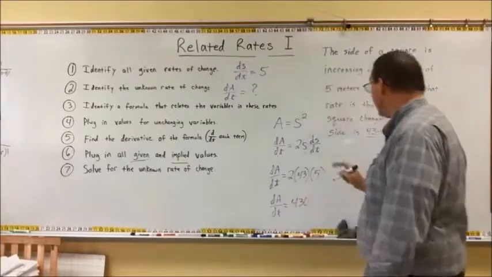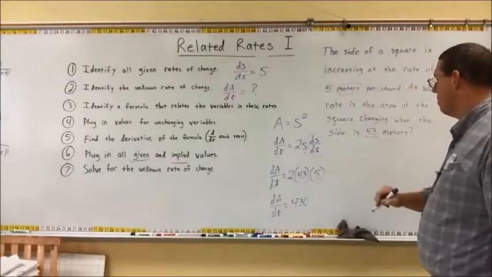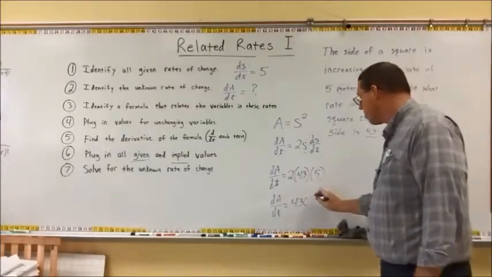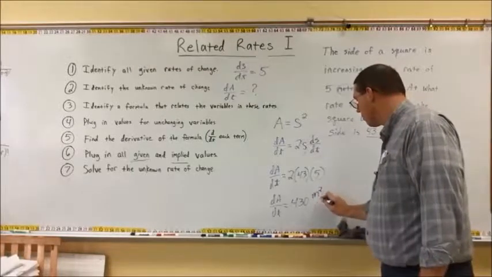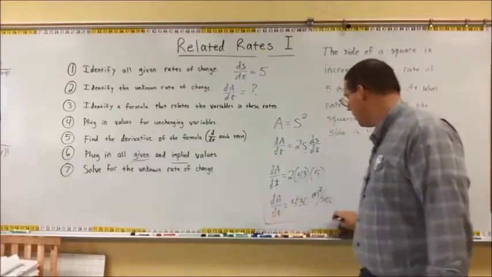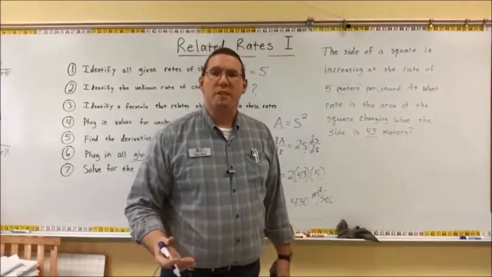Now we need units. We're dealing in meters and we're dealing in seconds. But we're also dealing in area. So instead of meters, it's meters squared, square meters per second, because area is changing. And that is the answer to this question. Okay? Let's move on to a different shape.